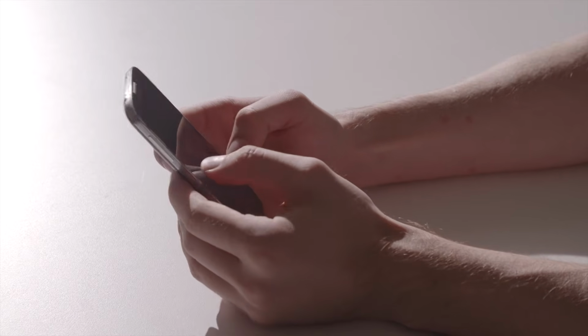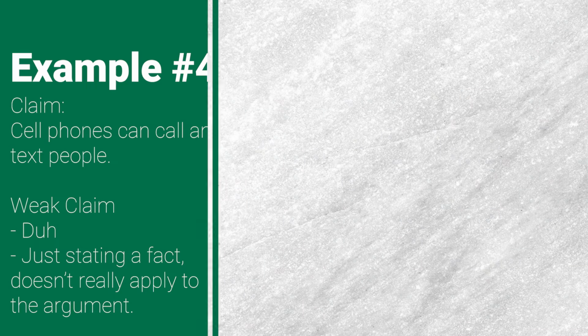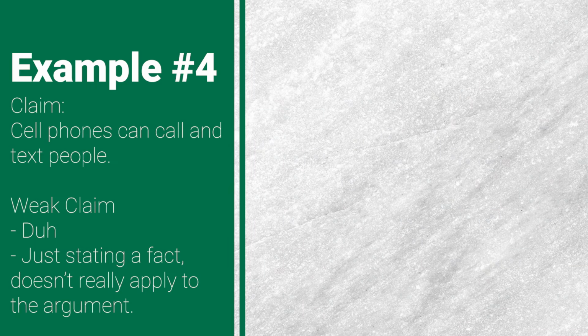There's a couple other things you need to pay attention to with claims. They can't just be outright statements or facts. So if I put my claim as cell phones can call and text people, that's not really arguing a side. It's not really stating a position. It's just stating a random fact about cell phones.